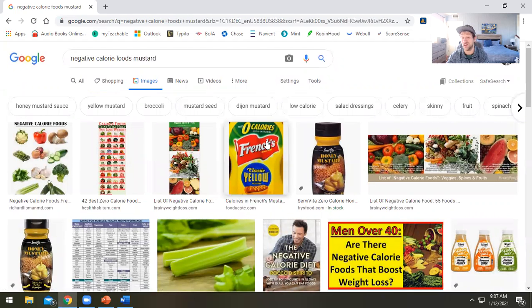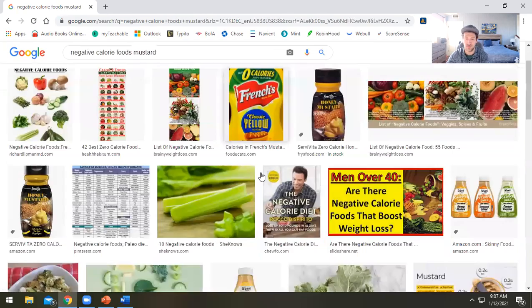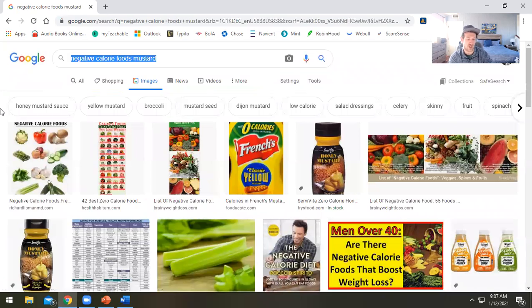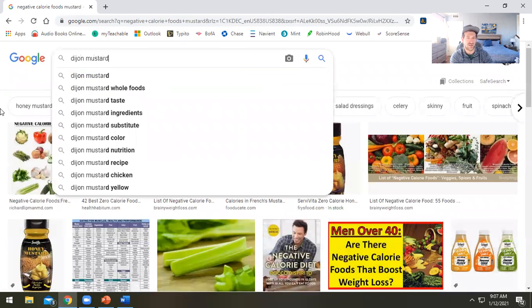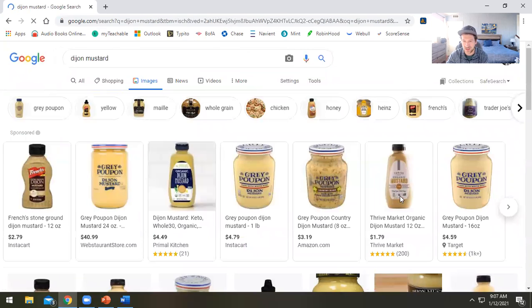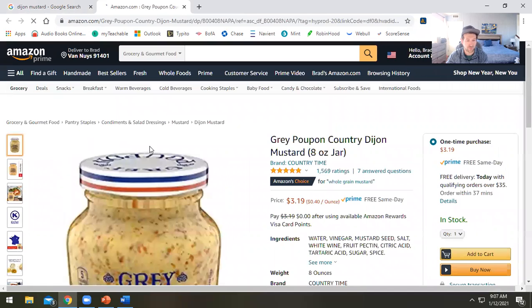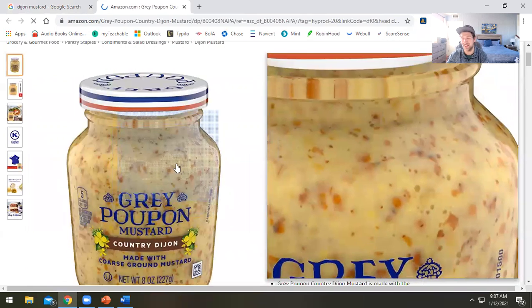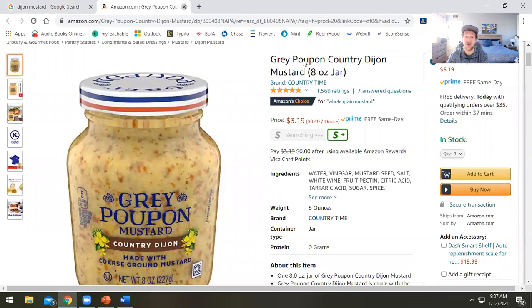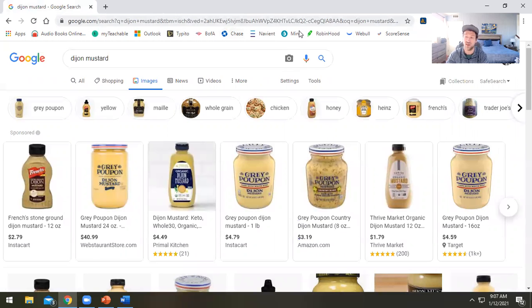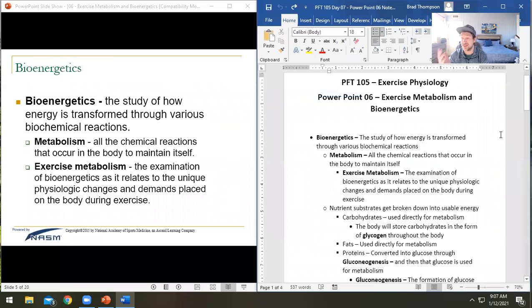I'm not talking about French's yellow, because that's super processed. But when you get that super chunky Dijon mustard, you look at this stuff and it's got all these little seeds in it. Those seeds are all fiber, and your body is working away trying to churn that stuff up, and it really can't. It's not very good at it. So what ends up happening is it actually burns a lot of calories.